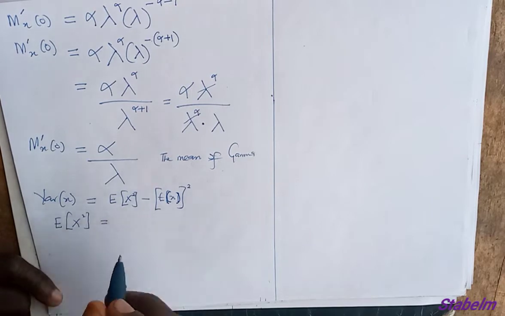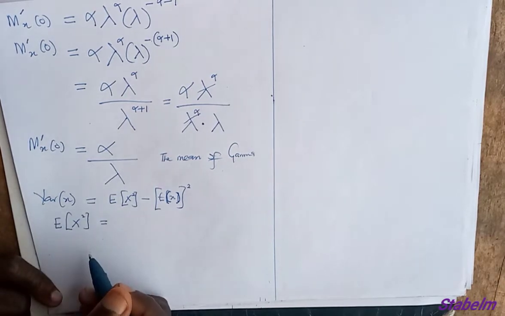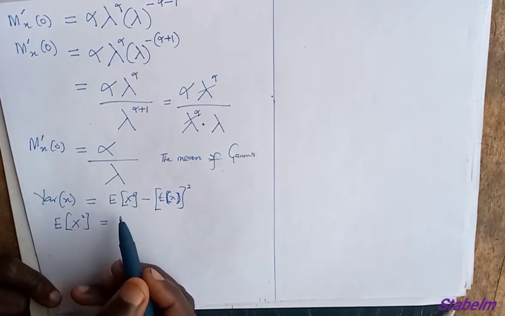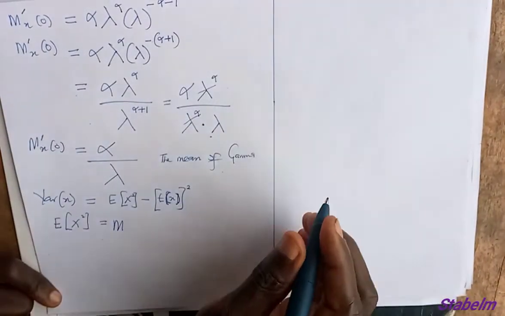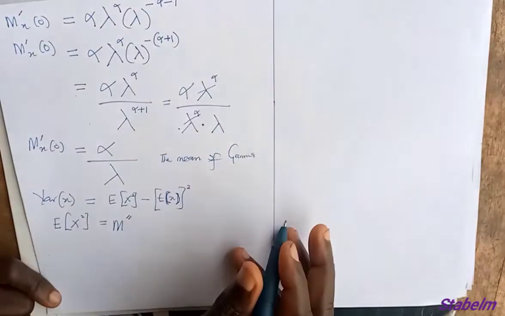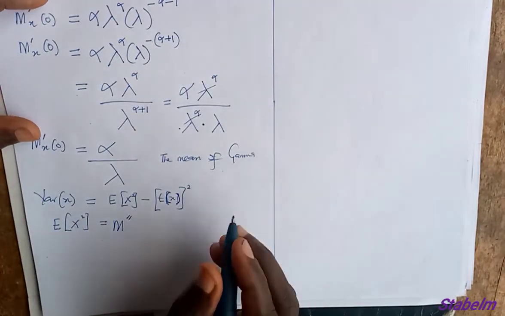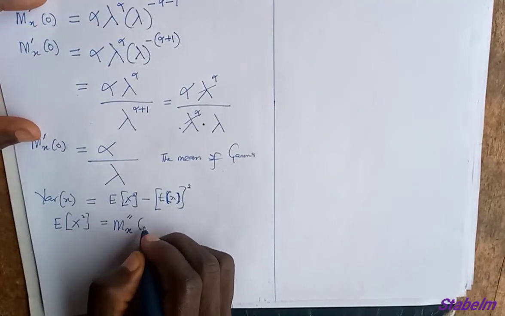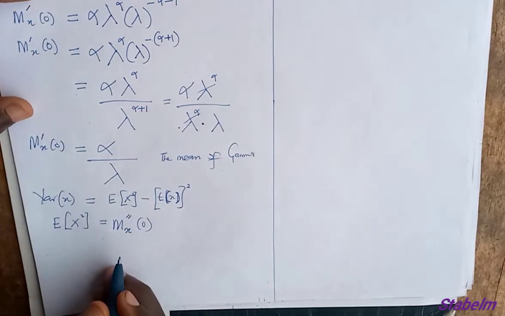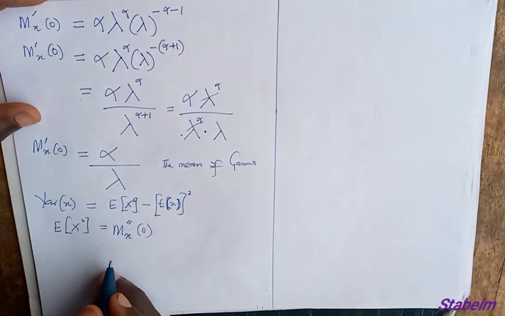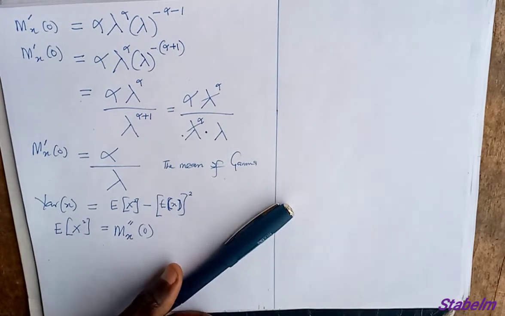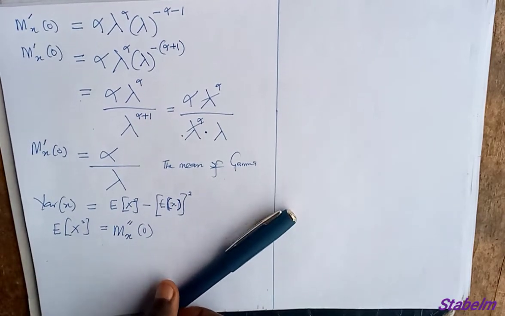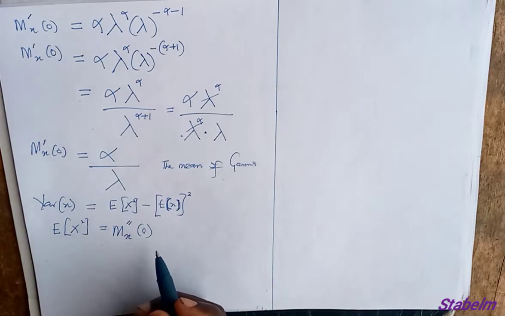For us to be able to get E of X squared, that means we need the second derivative of the moment generator function, which is M double prime. So we say we have M double prime subscript X of 0. That is what will give us the expected square of this gamma distribution. So how do we do this now?